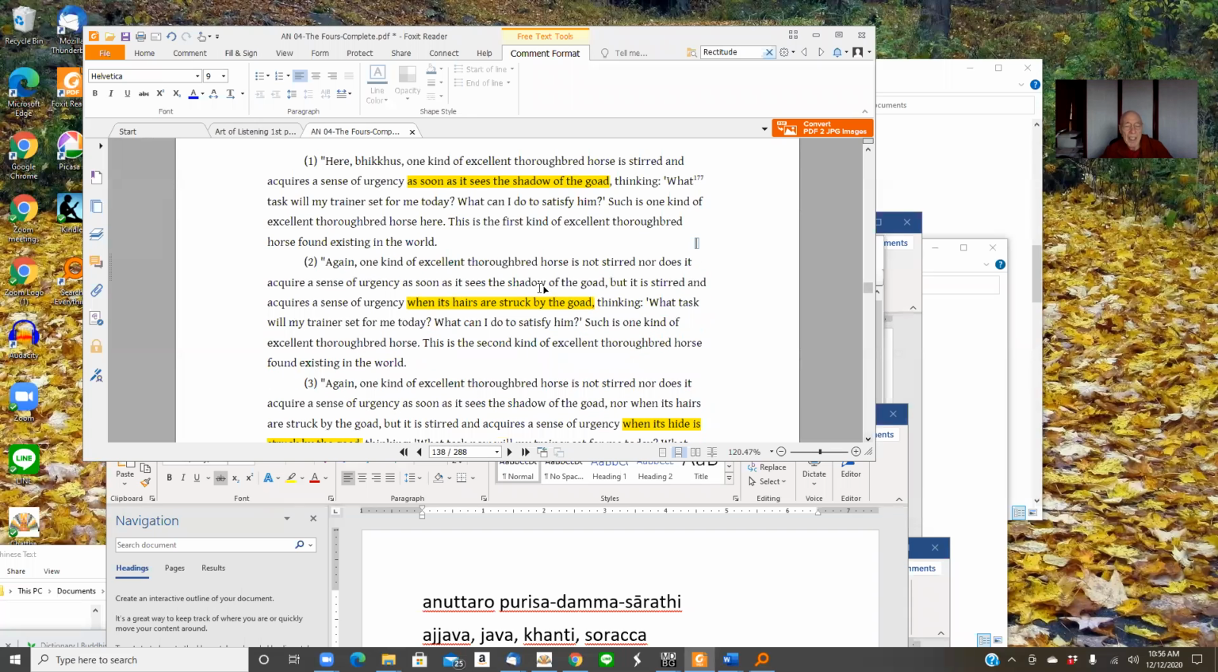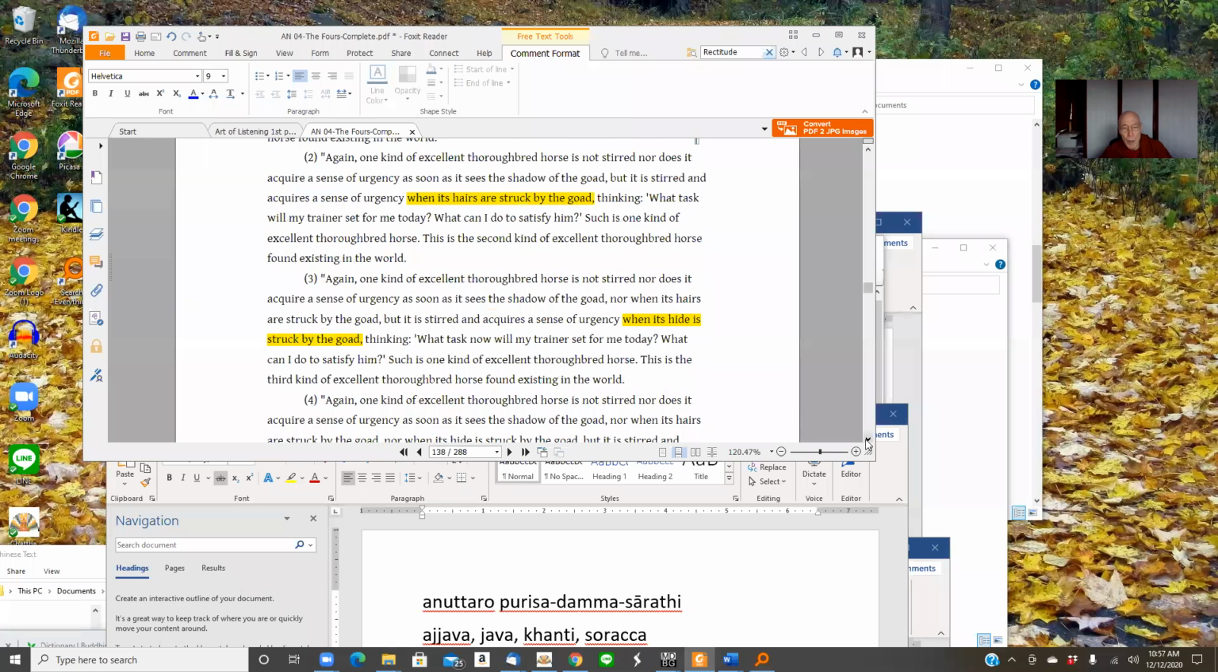But there's another kind of thoroughbred horse, which is a bit more complacent. So when it sees the shadow of the goad, it still thinks everything is all right, nothing to worry about. But then the goad strikes the hairs. Maybe the horse trainer takes the goad and rubs it against the hairs as a kind of threat. And then the horse gets filled with a sense of urgency and thinks, I better start following the horse trainer.